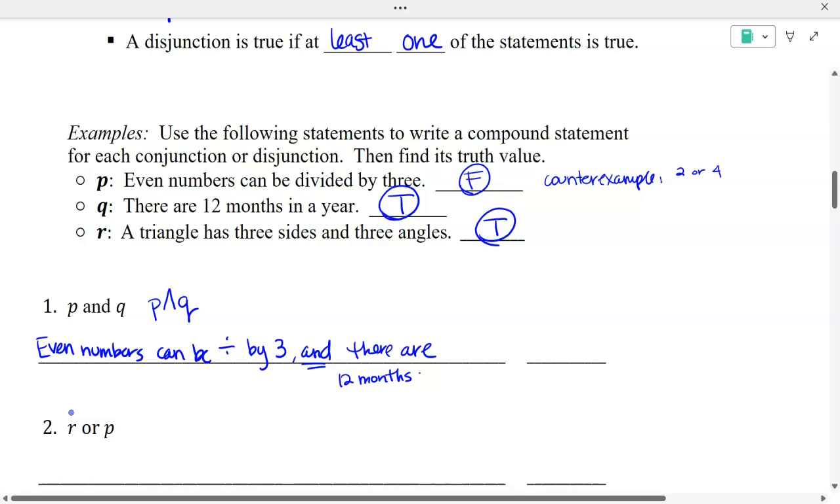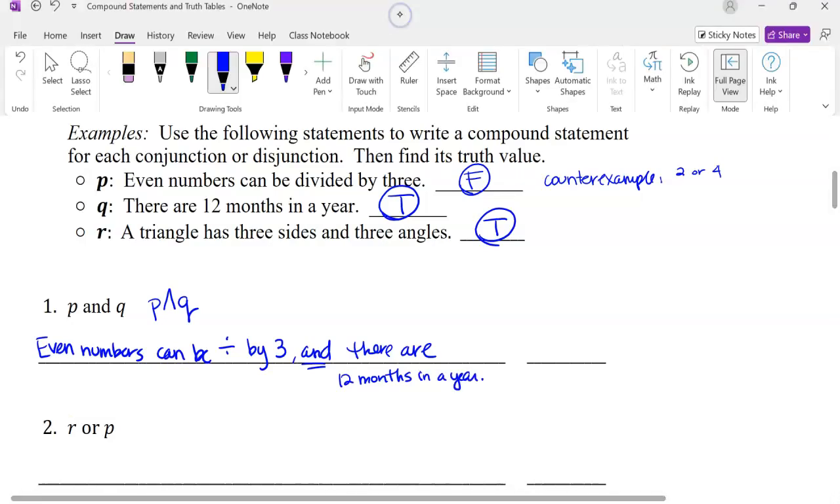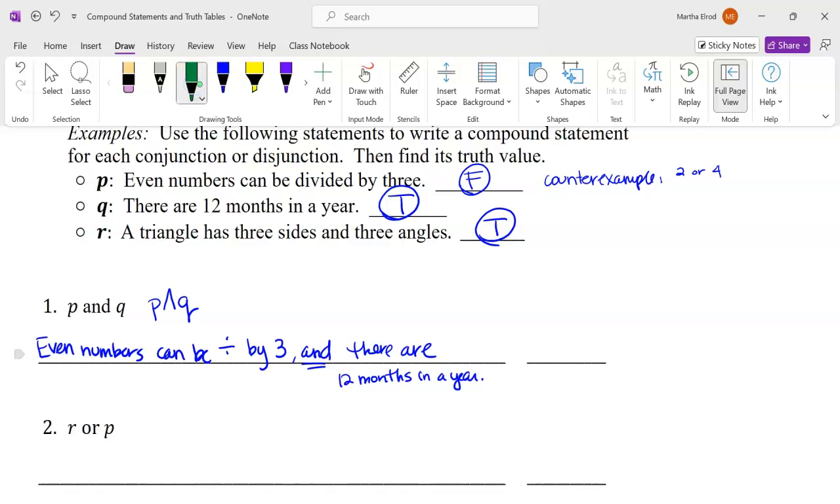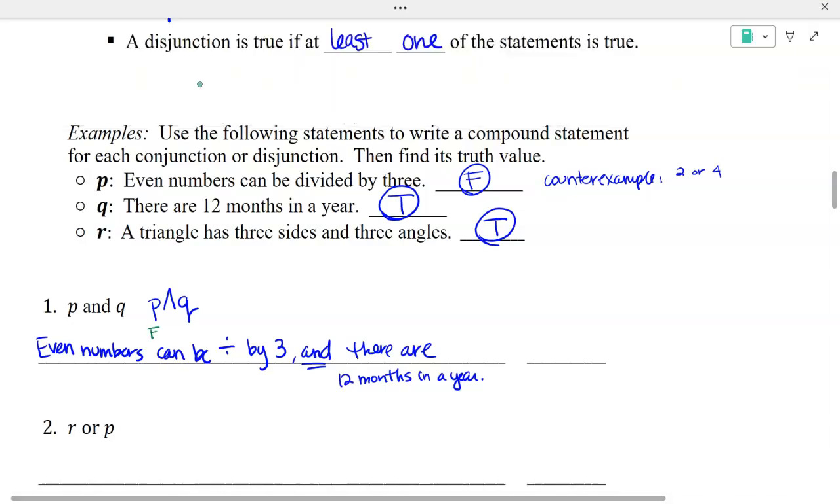So let's talk about the truth value in this. If we look at even numbers can be divided by 3, we already said that that was false. And then there are 12 months in a year, we said that was true.